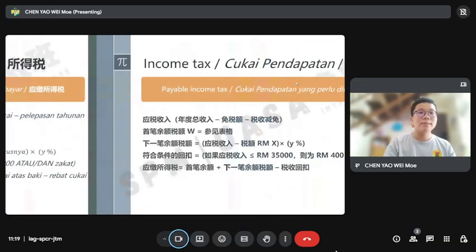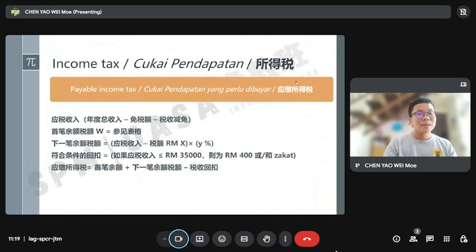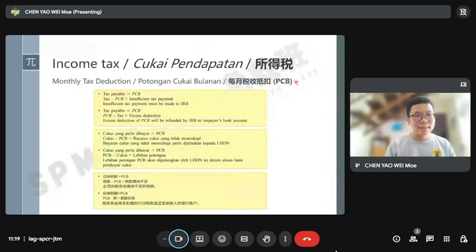This is how things go. And later on, let's say you don't have enough money to pay all the taxes. So how? You can pay in every month by using this monthly tax deduction, PCB. So every month you pay a certain amount. I pay 300 ringgit every month.